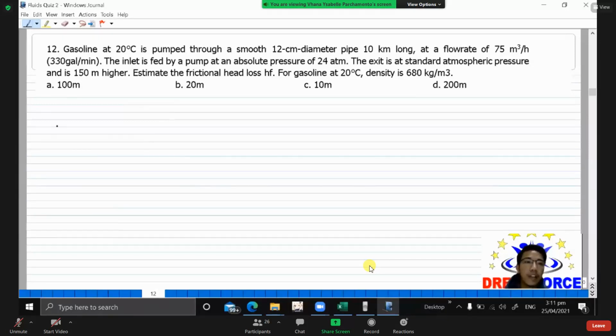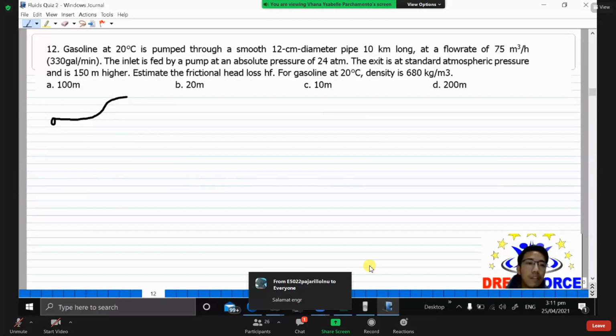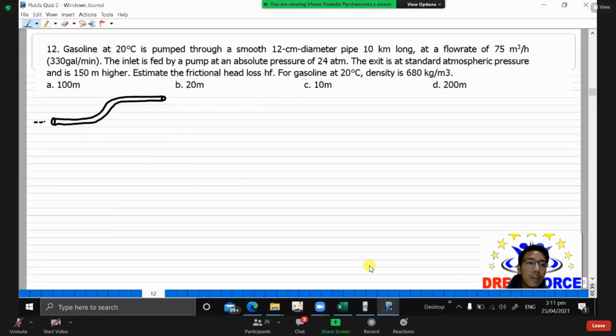Okay, so for example, meron daw tayong pump dito or pipe. Let's assume na this is long enough. So pag ganito yung figure, automatic, gagamit ka ng Bernoulli's principle dito. Let this be yung ating initial point. Ito yung ating final point, that is 150 meters higher. So this is 150 meters from your initial point.